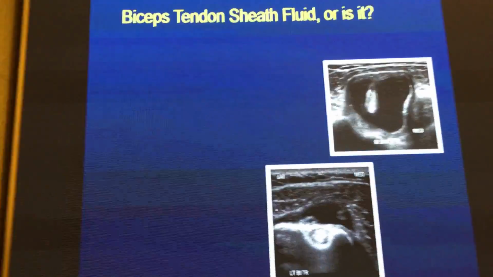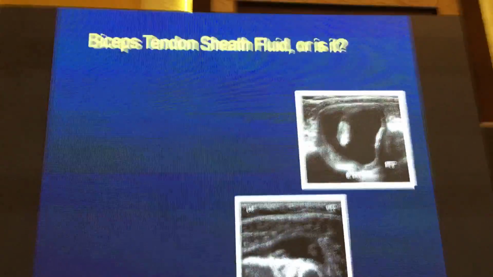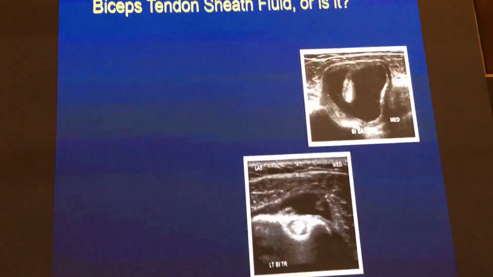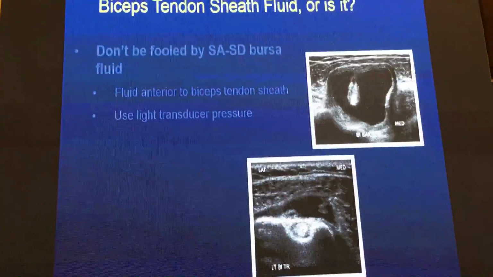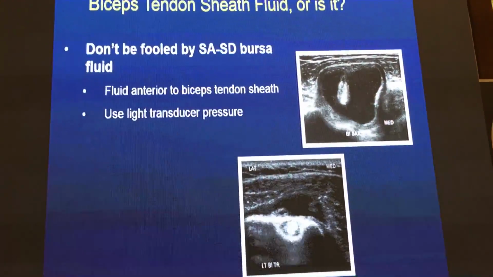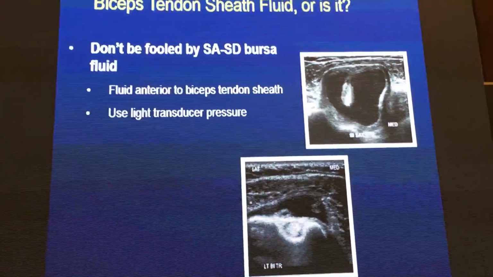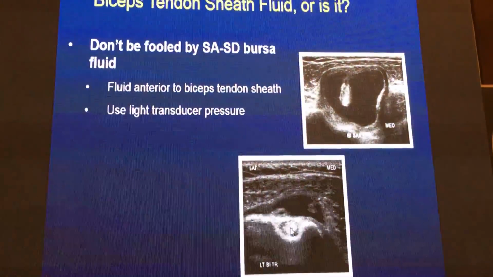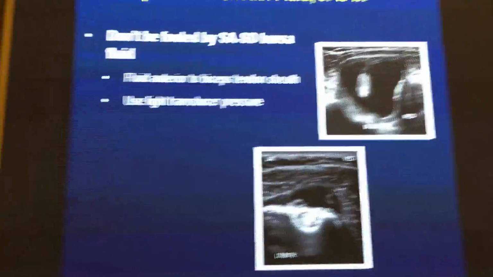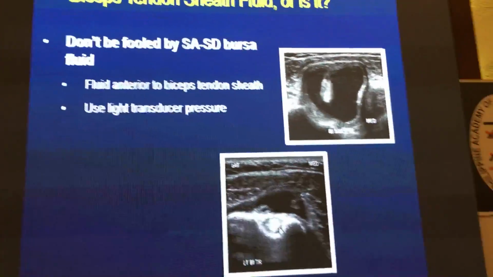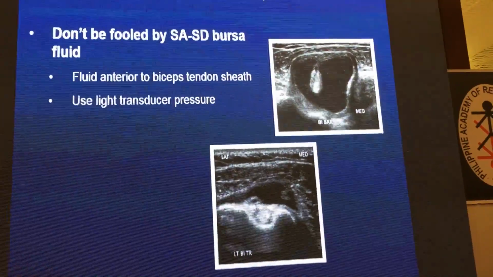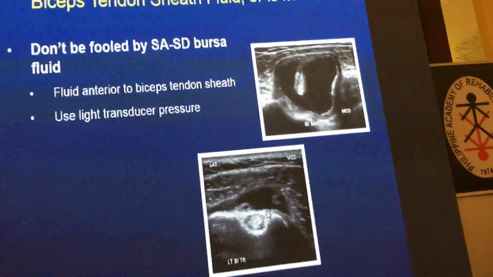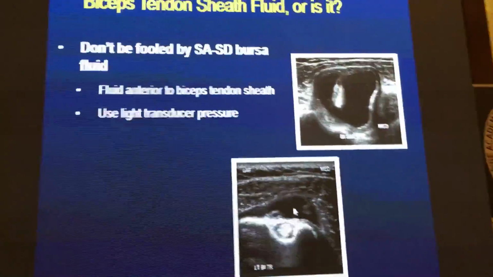So one of the things that can be a pitfall is determining whether there is fluid inside of the biceps tendon sheath, or might it be the subacromial subdeltoid bursa. So when you're looking at this picture, here's fluid sitting right over the top of the biceps tendon. But if you look, the biceps tendon itself does not have any fluid around it. And in fact, the transverse humeral ligament right here is separating the tendon from this fluid over the top of it.